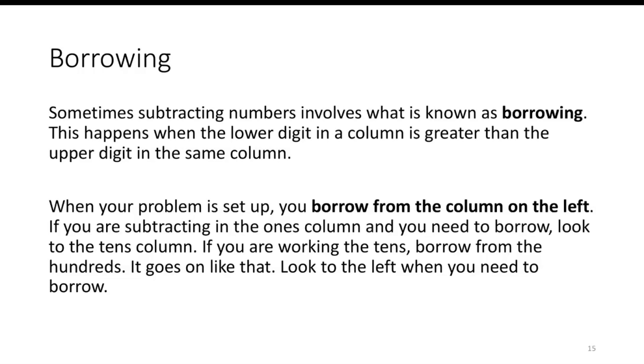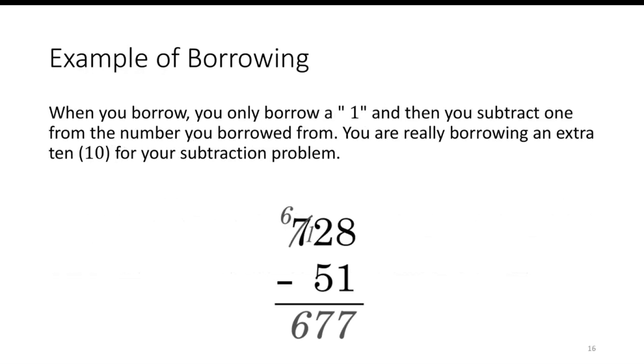So if you're subtracting in the ones column and you need to borrow, you look to the tens column. If you're working with the tens column, you need to borrow, you go to the hundreds. It goes on like that. So looking to the left when you need to borrow. When you do borrow, you only borrow a 1 from that place, and then you subtract 1 from that number you borrowed. You're then really only borrowing an extra 10 for your subtraction problem.